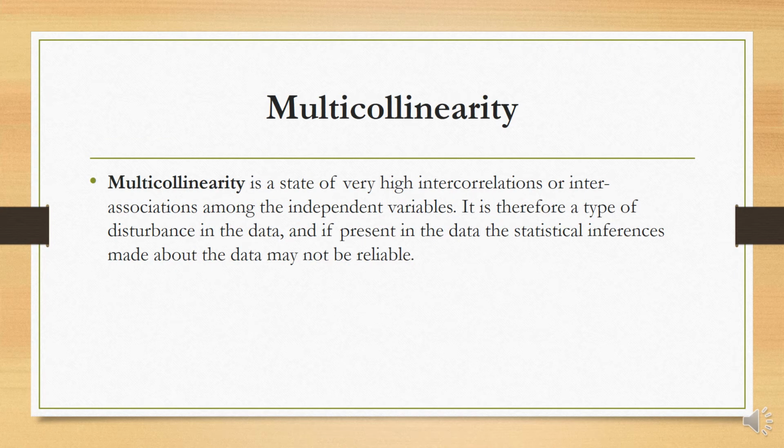So in simple words, the simple definition: multicollinearity is a state of very high intercorrelation or inter-association among the independent variables. Make sure that there should not be correlation between independent variables. So our independent variables should be independent. It is therefore a type of disturbance in the data, and if present in the data, the statistical inferences made about the data may not be reliable.